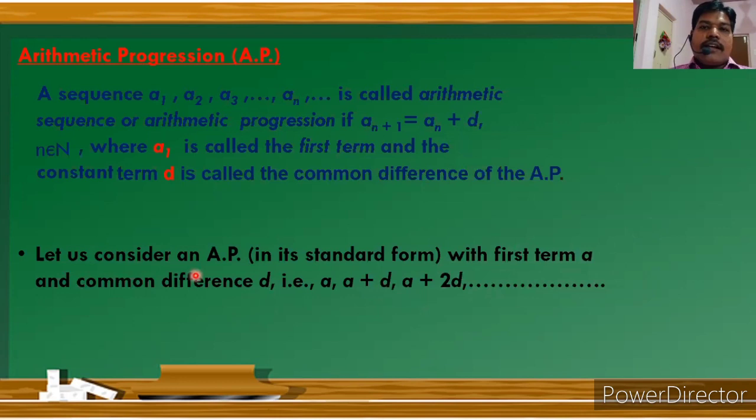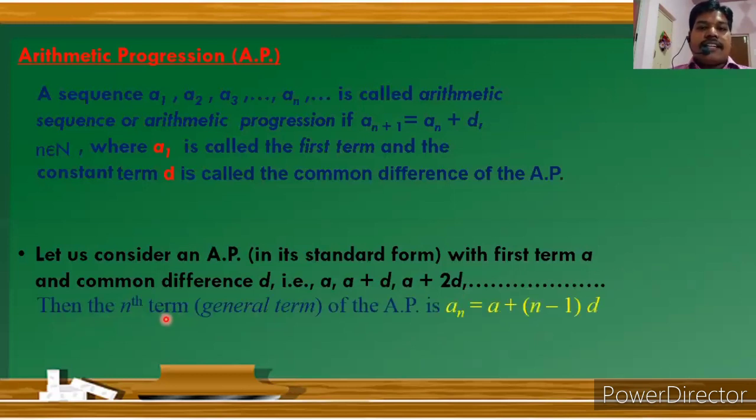So let us consider an arithmetic progression with first term a and common difference d. Automatically the sequence will become a, a plus d, a plus 2d, a plus 3d and so on. Then the nth term or general term of the arithmetic progression is an equal to a plus (n minus 1) into d. What is the nth term? an is equal to a plus (n minus 1) into d.